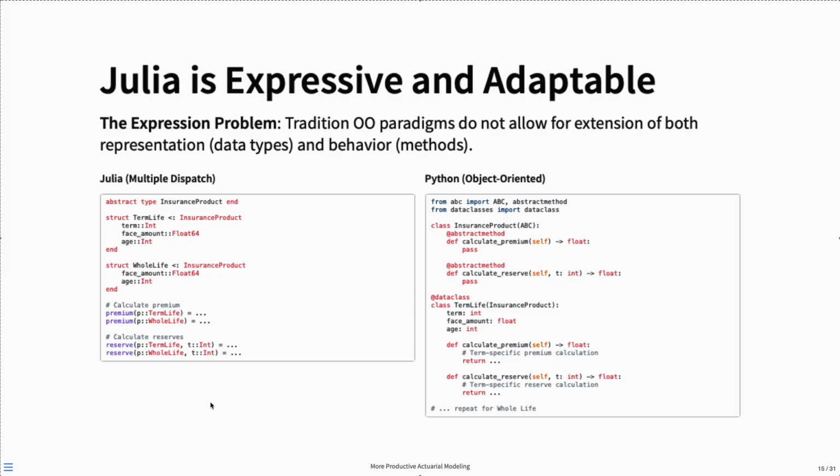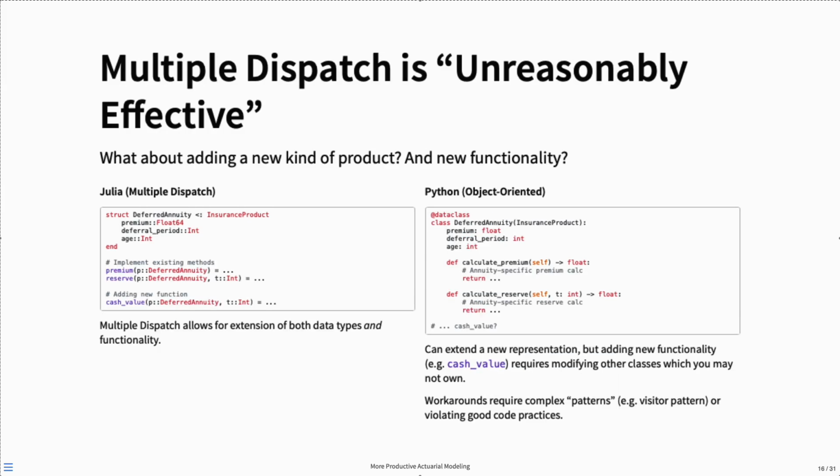Now, let's say that the product people come and say, hey, we actually want to implement a deferred annuity product, so we need to be able to model a deferred annuity product. In Julia, this is very straightforward. You'd simply add a new deferred annuity data type and implement the existing methods. And then if you need to add a new function, a cash value, which the other two products may not have or may not be important for our modeling, all we have to do is simply define a cash value function that operates on the deferred annuity for a given time.